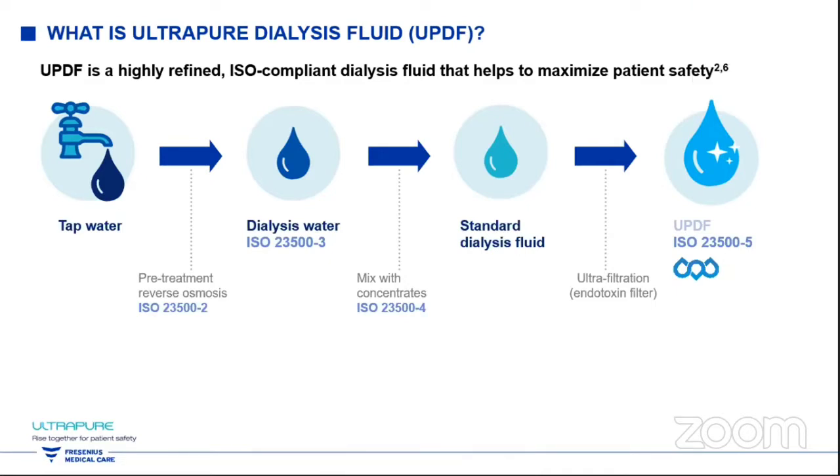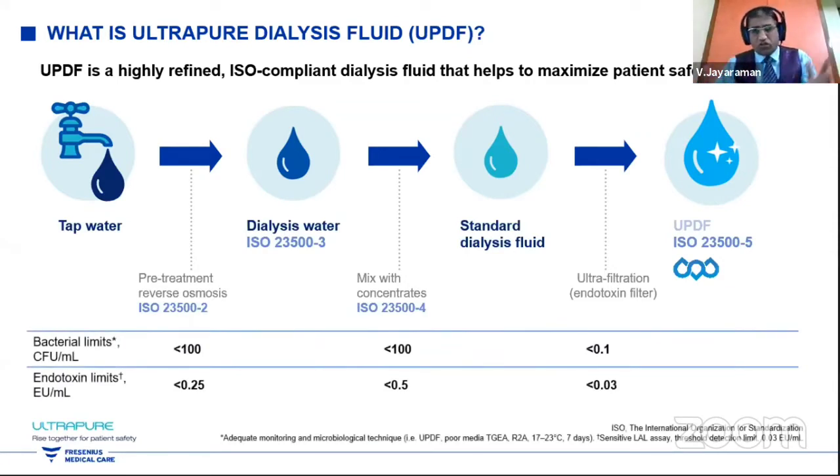Then what comes out after mixing, going directly to the machine without an endotoxin filter, is just a standard dialysis fluid. But once that fluid is pushed through the small tiny pores of the membrane, which can be a polysulfone endotoxin retention filter of 0.2 microns, what comes out is ultra pure dialysis fluid, meeting the standards of ISO 23500 part 5.